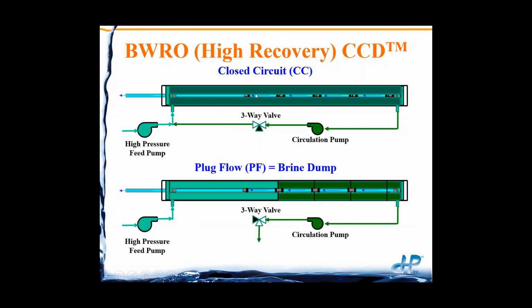So we're looking down here now. So 90% of the time in closed circuit, 10% of the time in the brine dump. So now the 3-way valve is going to change. The brine is going to be exiting to wherever it goes, to drain or to downstream treatment. The feed water then pushes the concentrated brine out and then goes to drain. So this is called the high recovery brackish water RO system, Reflex system.